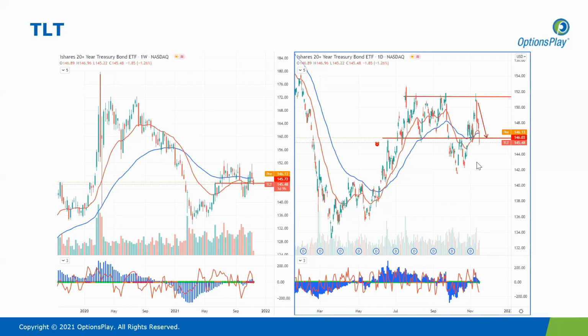Overall, our thesis for TLT, for bonds in general, is quite bearish here. I do expect maybe, should this 146 level hold as resistance, a further move lower back to around 142, 141 or so. So we want to keep an eye on TLT, but we will most likely be closing that position for a daily play this week.